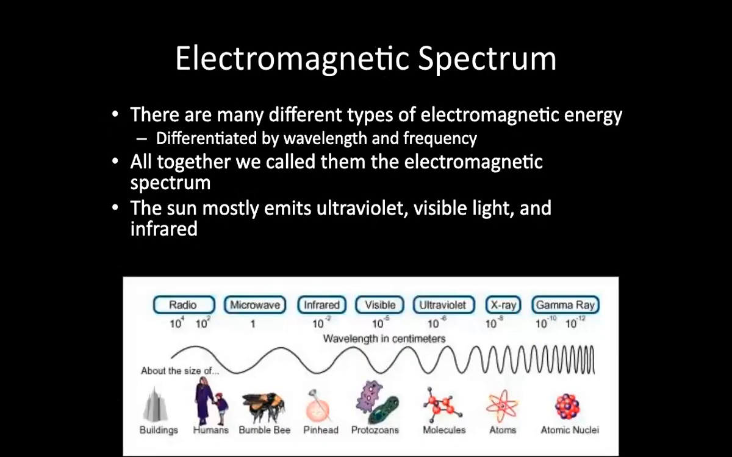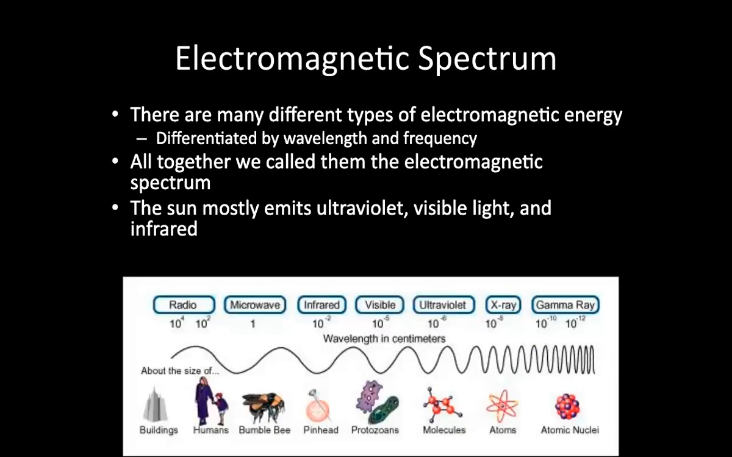And then last, we've got the electromagnetic spectrum. We've heard of this? Okay. So there are many different types of electromagnetic energy. They are differentiated by wavelength and frequency. Okay, so if you look down at the bottom, you see gamma rays, X-rays, ultraviolet known as UV, visible, infrared, microwave, and radio. So you see that the wavelength starts what?